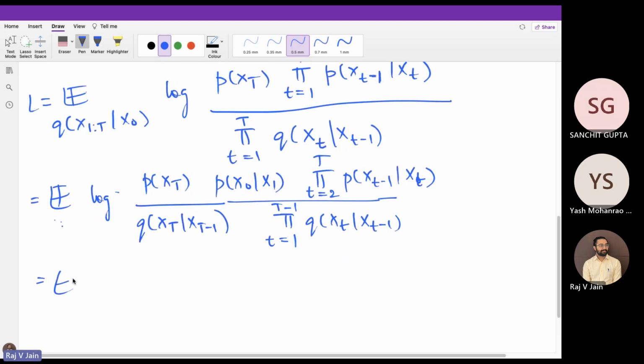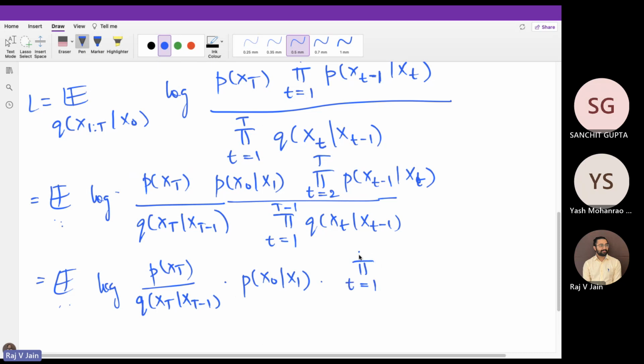Now, again, same expectation of same quantity, log of. Now let's look at these terms separately. So q of x t given x t minus 1 is one term, into p of x naught given x1 is one term, into this. I can write it as t equal to 1 to T minus 1, p of x t given x t plus 1. Is this right? Okay. Right? Just changing this one. So, sorry, p of x t given x t minus 1. Yeah. Fine. Okay.